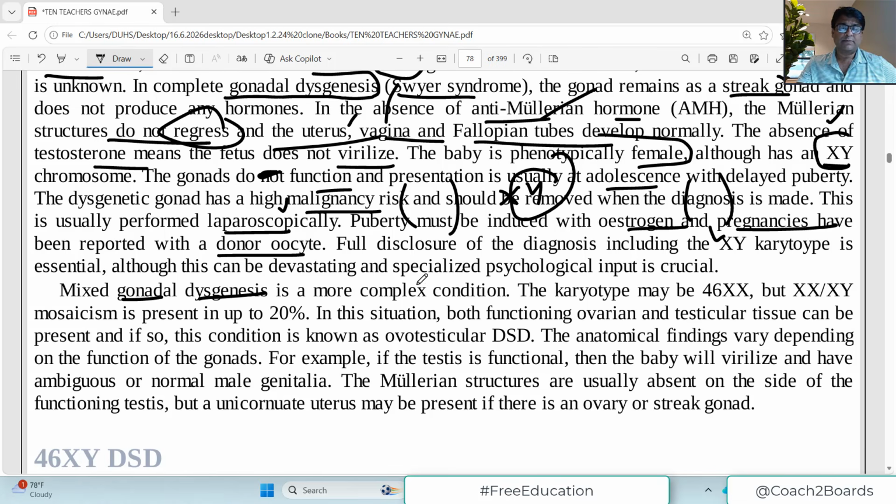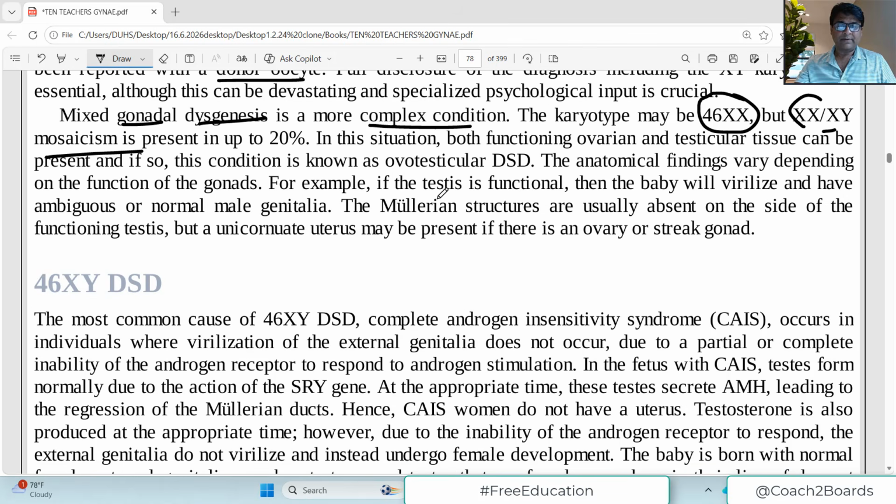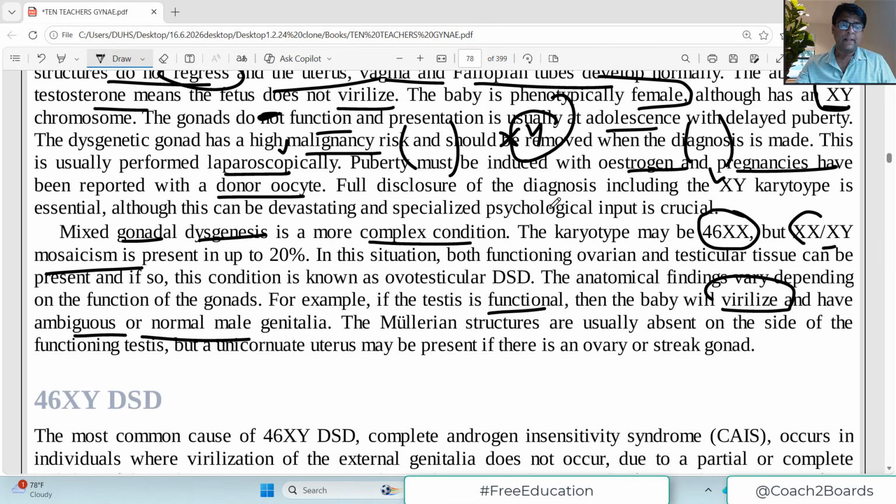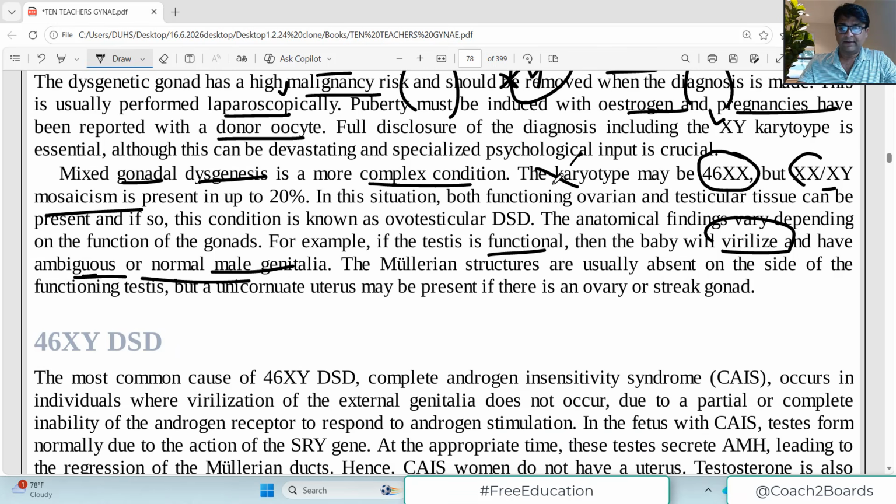Mixed gonadal dysgenesis is a more complex condition. The karyotype may be 46XX, but XX and XY combination or mosaicism can be present, and this then deals with the varying phenotypic structures. For example, if the testis is functional, the baby will virilize and have ambiguous genitalia. So either the genitalia are 100% looking like a female genitalia, or if the cells are mosaic, it may be a mix of male and female genitalia, confused, right? But if the genotype is XY, there will be testes, but streaked. If the genotype is XX, it may be an ovary, but streaked again, not fully functional.